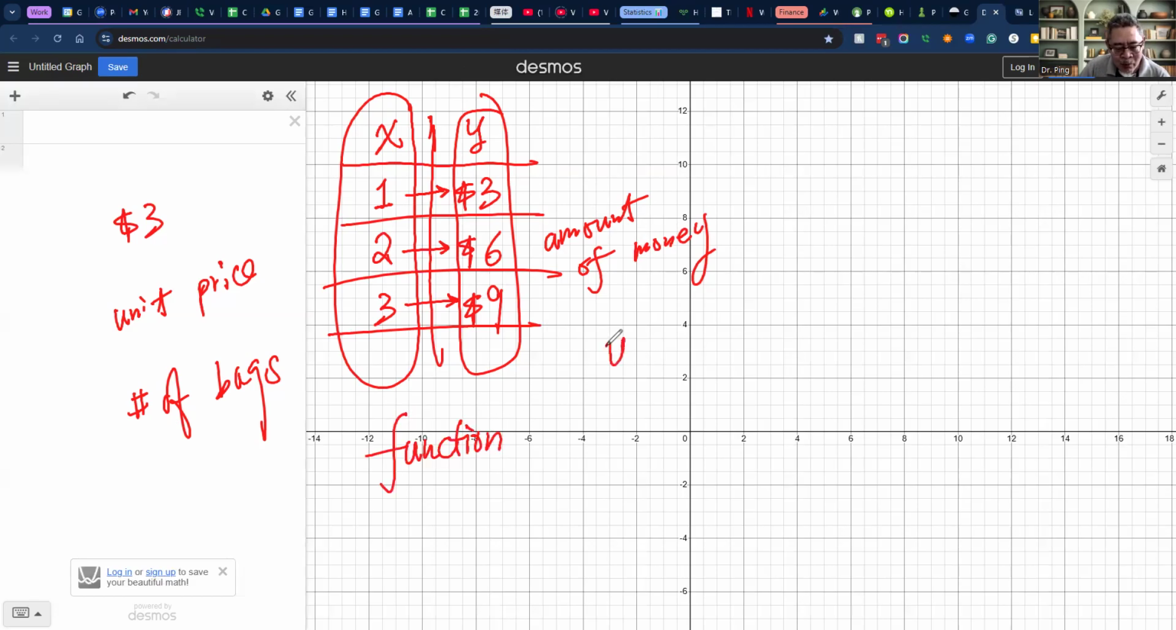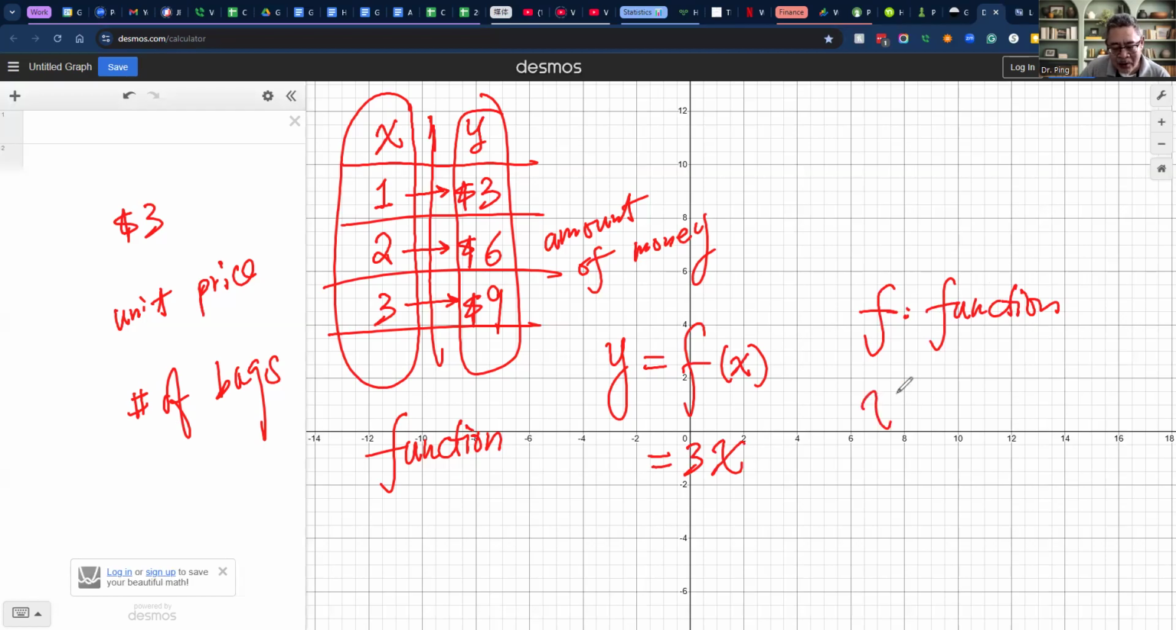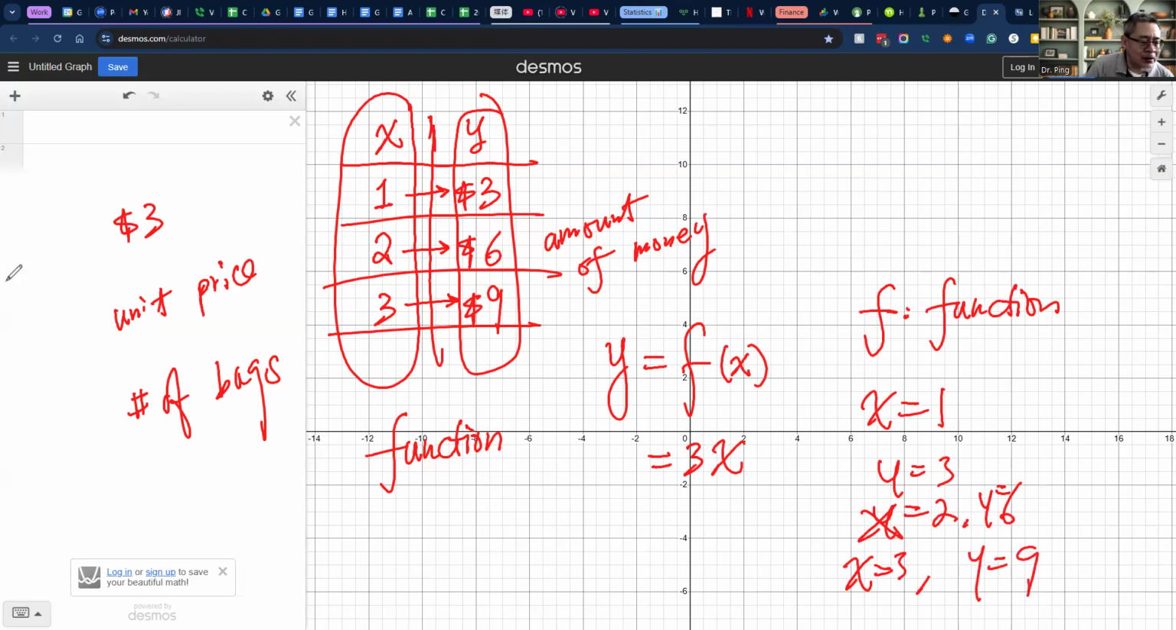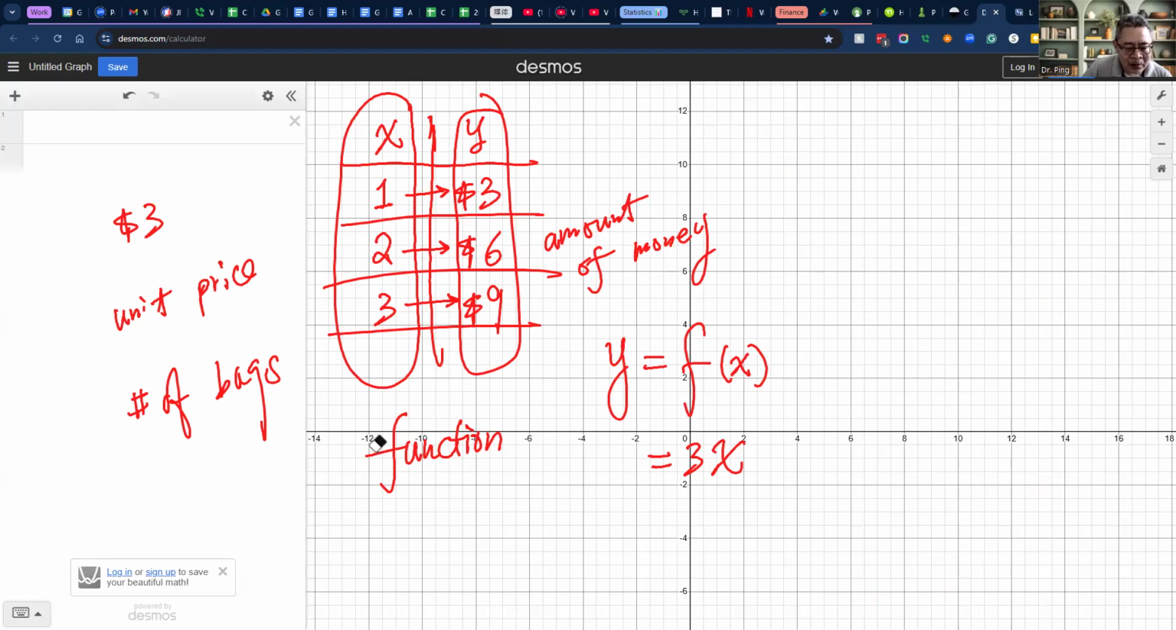Normally we write this as y equals f of x, where f is just the first letter of function. In this case, we can write it as just 3 times x. You can see when x equals 1, y is 3. When x equals 2, 2 times 3 is 6, so y is 6. And if x equals 3, 3 times 3 is 9. This is a very simple function.